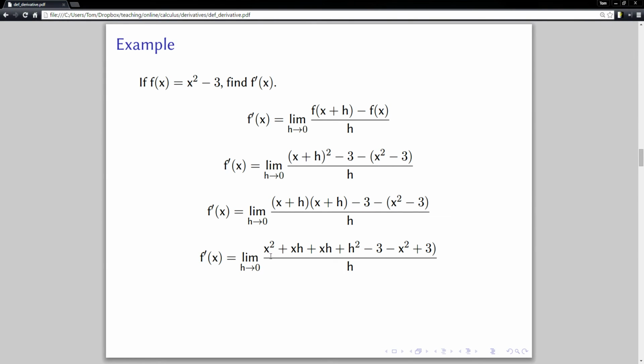Okay, and so FOIL this out, and then combine all the like terms. So x squared minus x squared, they drop out. Negative 3 plus 3, that drops out. Here I have xh plus xh, gives me 2xh. So I simplified everything as much as I could. And again, notice just like before, I have an h in all of these terms, and so I can factor it out.